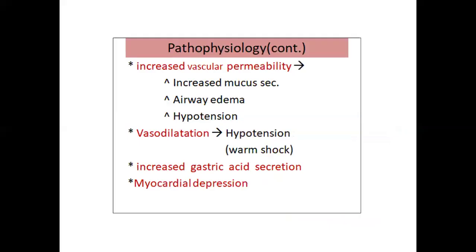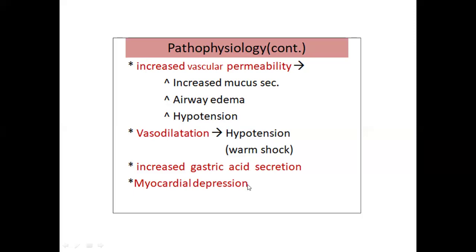What are the other actions of histamine? It increases vascular permeability, causing increased mucus production, increased airway edema, and causing hypotension also. That means this is basically a hypovolemic shock, right? Due to increased vascular permeability. And histamine also causes vasodilatation, causing hypotension. That means this is distributive shock. It causes gastric acid secretion also, and also cardiac depression. Cardiac depression, the cardiogenic shock.